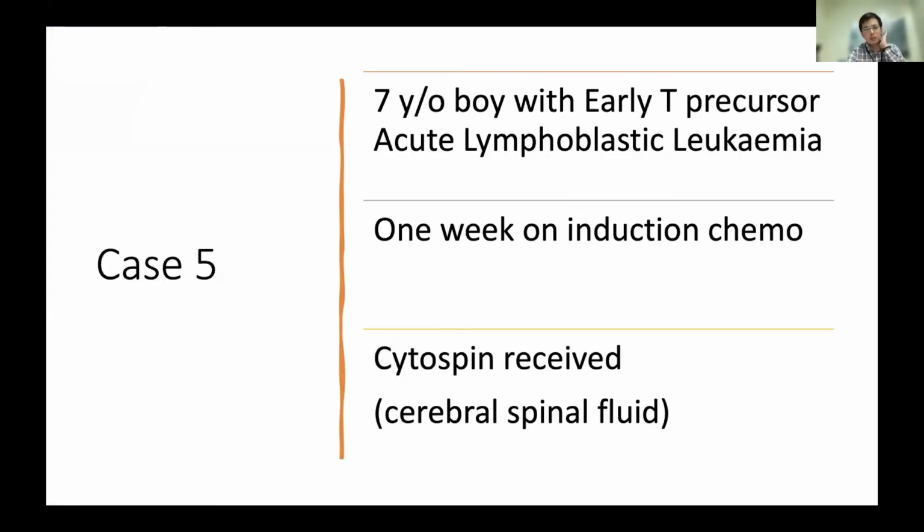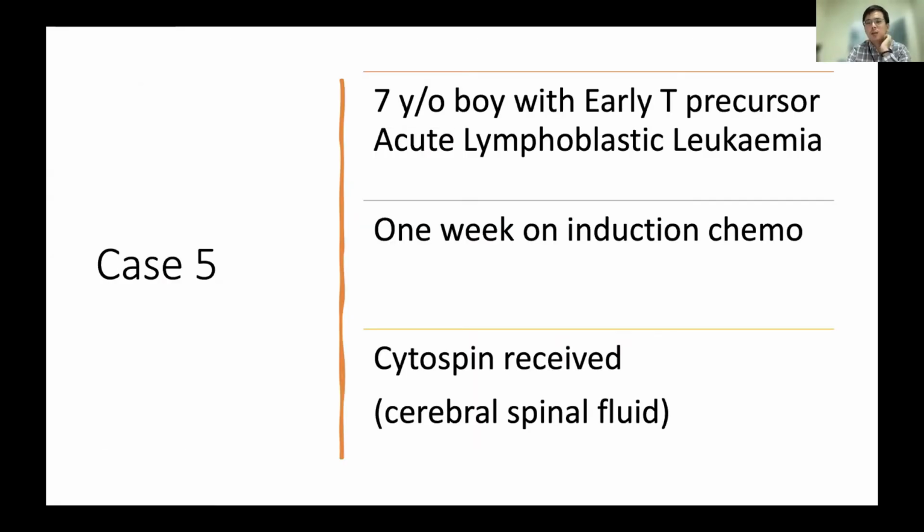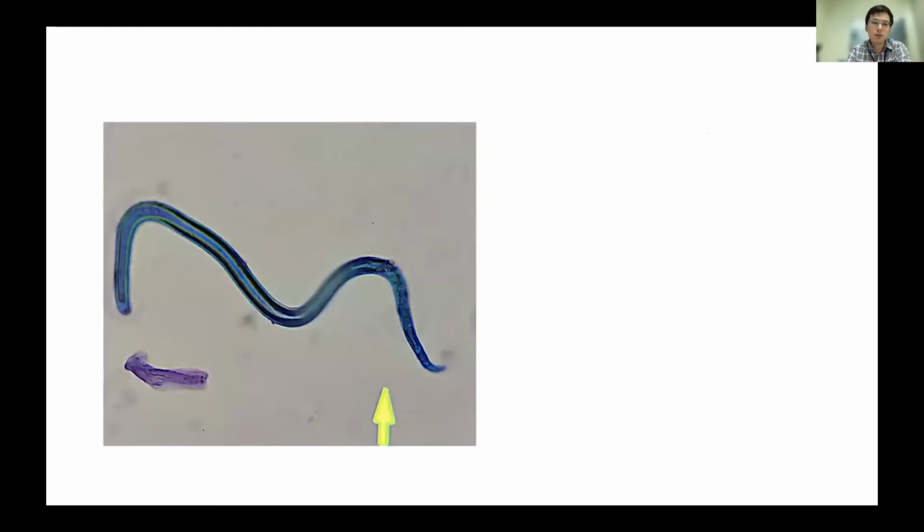Case number 5 is a bonus case that I saw. We received this cerebrospinal fluid cytospin for a 7-year-old boy with T precursor ALL, who was 1 week into induction chemo. To our surprise, we saw something like this that looks like a worm to me. And it is really an organism or nematode because you can still see the gastrointestinal tract here in the center.